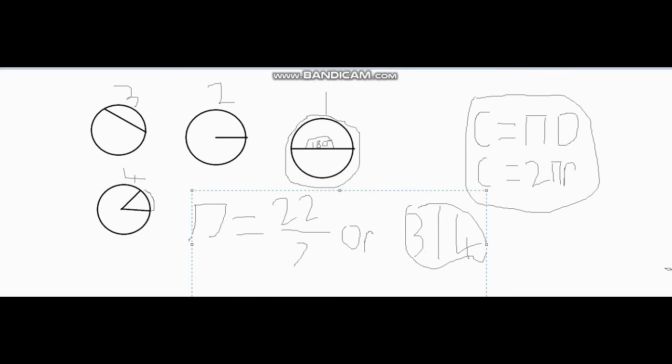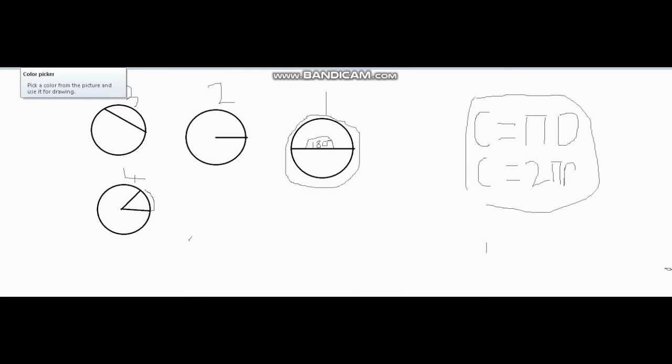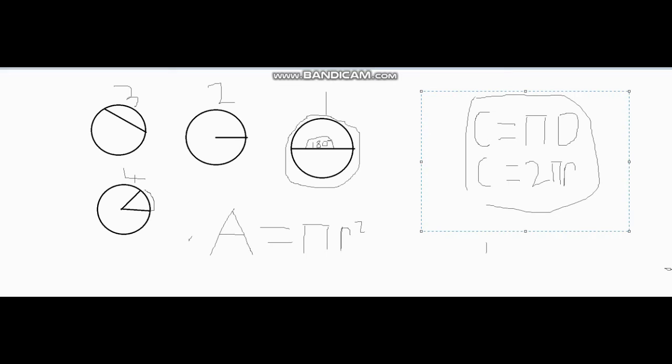Now, the other very important equation would be the area of a circle. For that equation, area is equal to pi times the radius squared. Pi r squared, that's the equation for area. Now this equation is going to come in handy with finding the area of the sector.